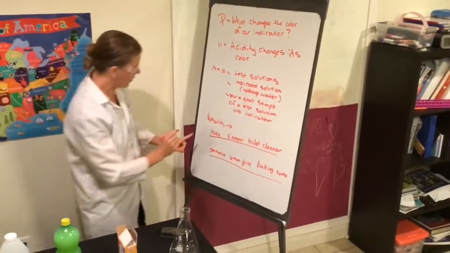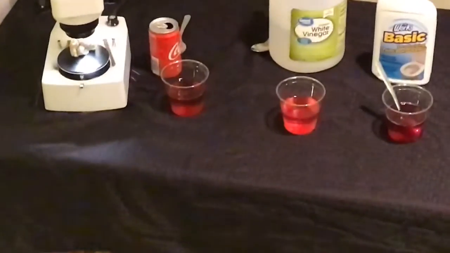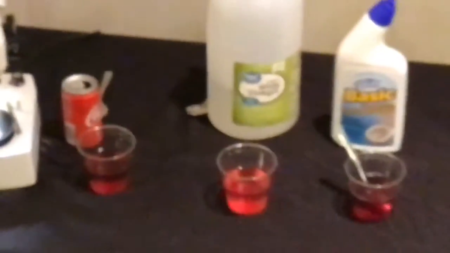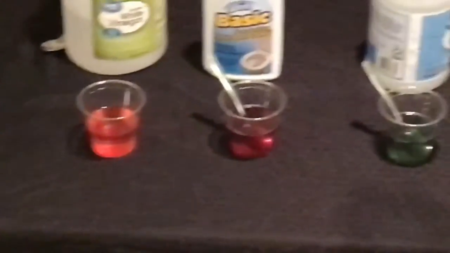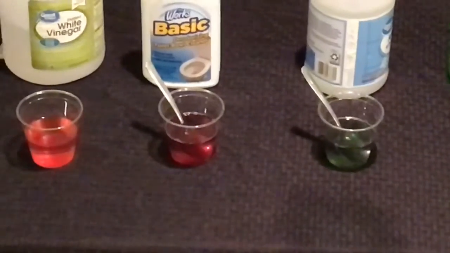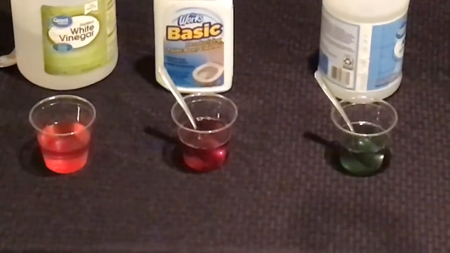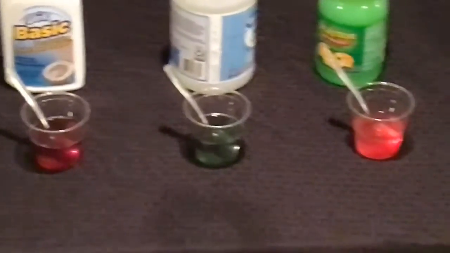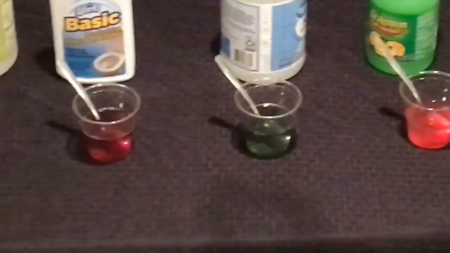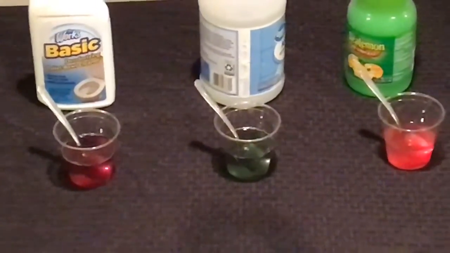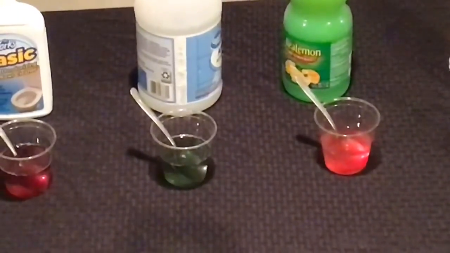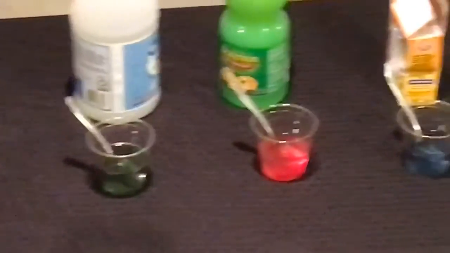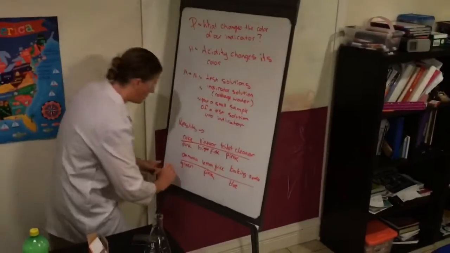Coke went pink. Woohoo! Vinegar was bright pink. Woohoo! The toilet bowl cleaner had a little bit of a bluish color to it, so we have to kind of ignore that. If you had clear toilet cleaner, it would actually be a lot clearer pink color for you. Woohoo! The ammonia went green. Woohoo! Lemon juice is again a hot pink color. Woohoo! And baking soda is a bluish green color. Woohoo! So, conclusion.